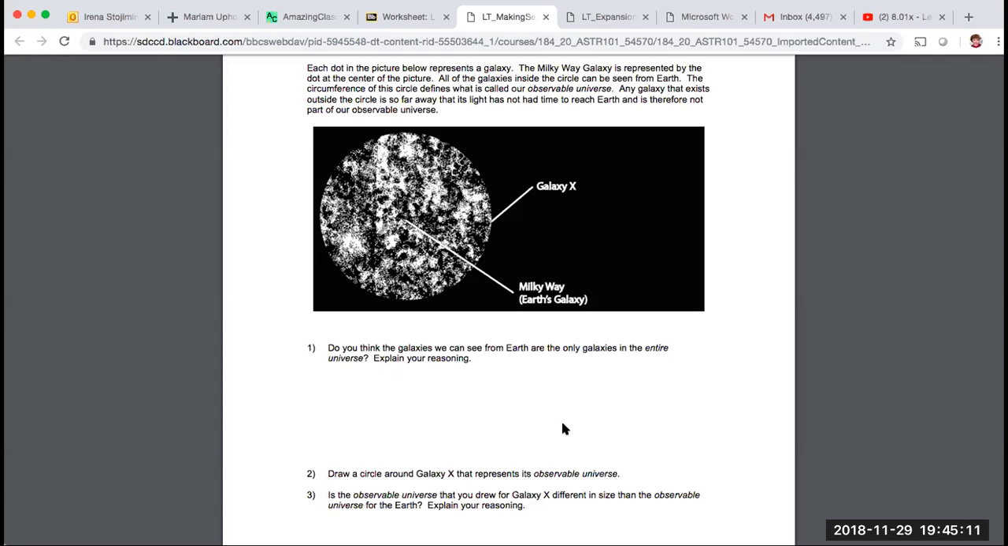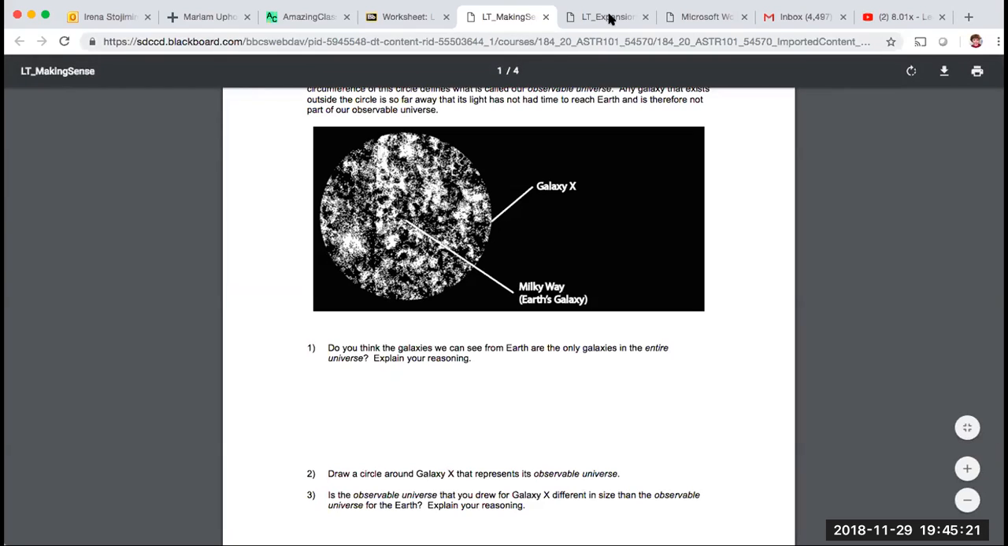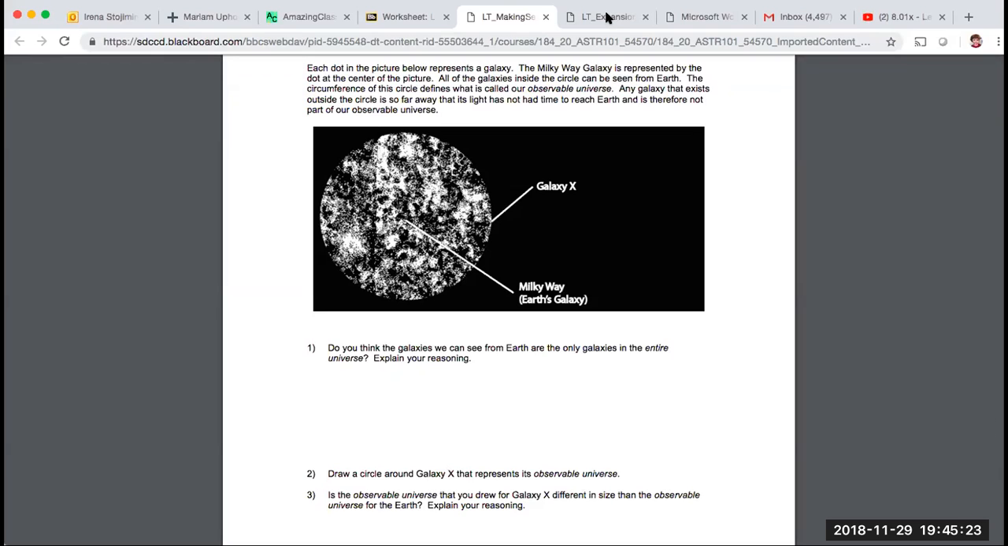Okay, so that's the answer to question one. How about question two? Draw a circle around galaxy X that represents its observable universe. I can do the circle. You tell me what to do. Would it be similar to what the circle already is, just moved over, with galaxy X in the center? Yes, very good. Great.